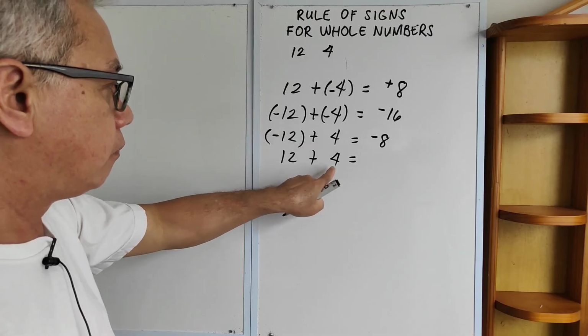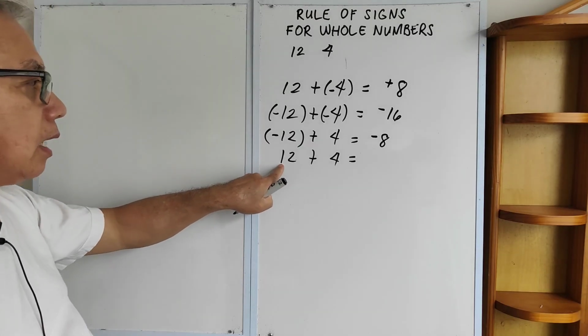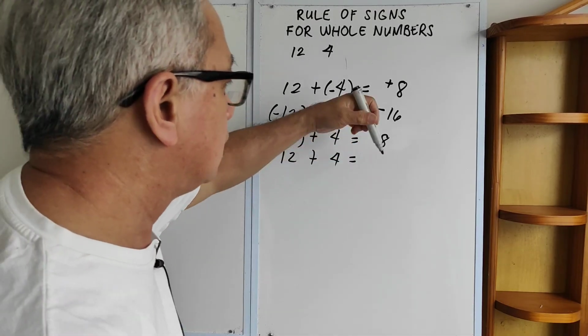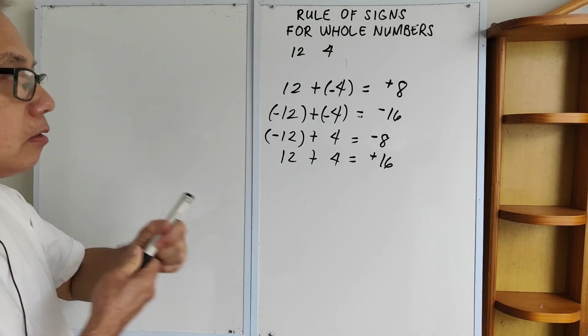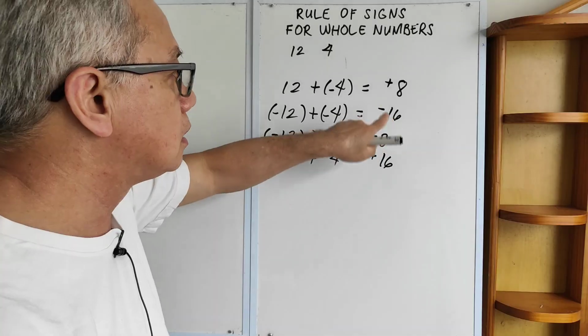In here, 12 and 4, they're both positive. We have to add and copy the sign. 12 plus 4 is 16. Copy the sign, which is positive. So we'll check on this.